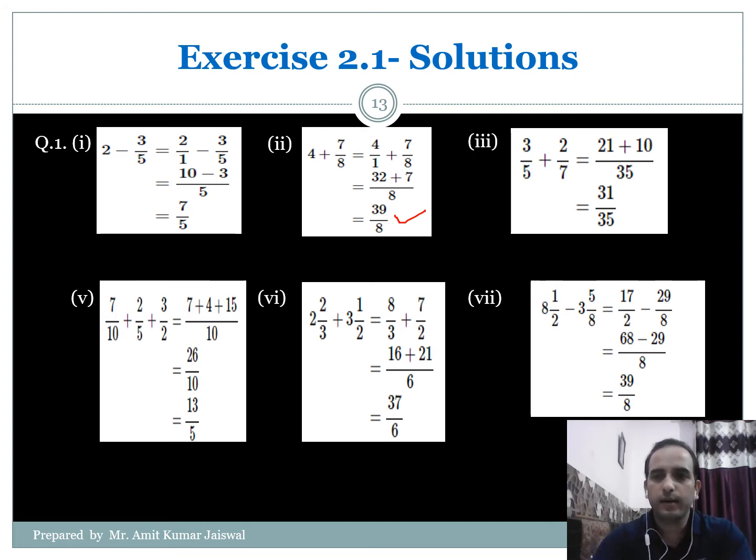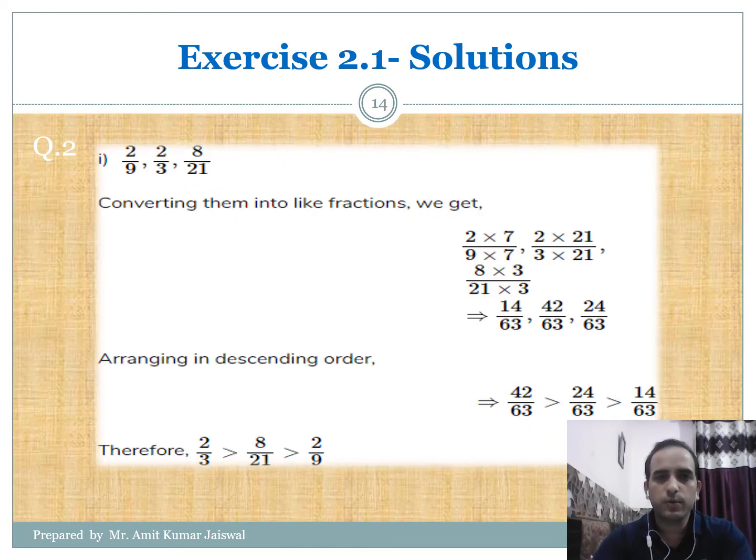Now next, question number 2, we are going to compare these three fractions, part 1. We are going to find the LCM of the denominators, that is 63, and we are going to convert all the denominators into 63 by multiplying both numerator and denominator by a number. So 7 times 9 becomes 63, and 2 times 7 becomes 14. Again, this 2 upon 3, 21 times, it becomes 42 upon 63, and then 8 upon 21, 3 times, it is 24 upon 63.